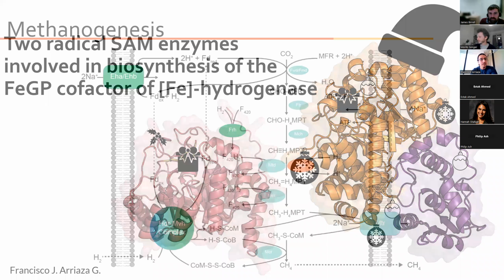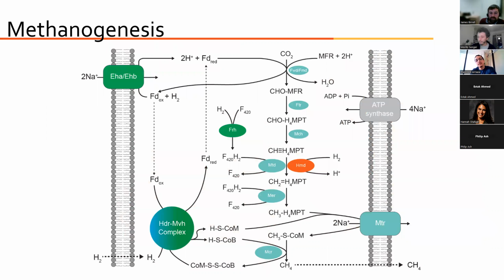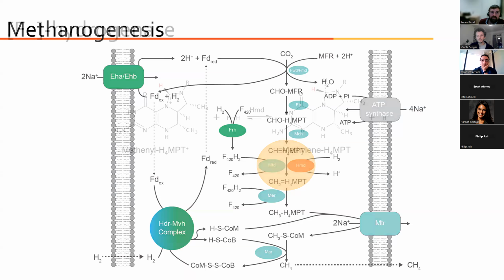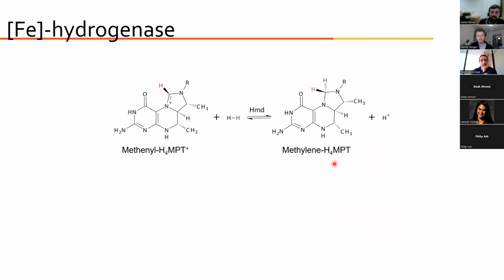So, a bit of an introduction to methanogenesis, in the various steps from reduction of CO2 to methane. One of the critical steps is the reduction of methenyl-H4MPT, and that's catalyzed by two enzymes, MTD and HMD. Under nickel-limiting conditions, HMD is the primary enzyme that catalyzes this using hydrogen. This is the reaction. Methenyl is stereoselectively reduced with a hydride transfer from H2 in this position.